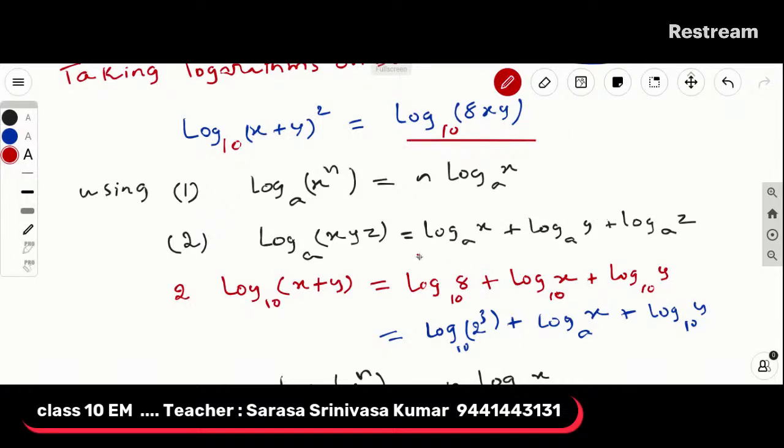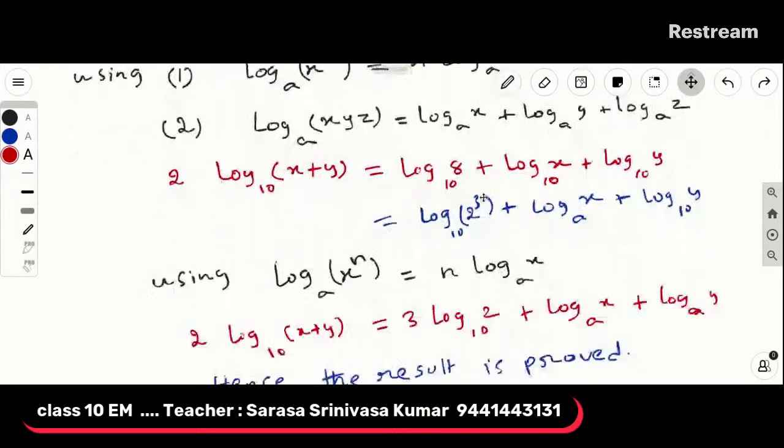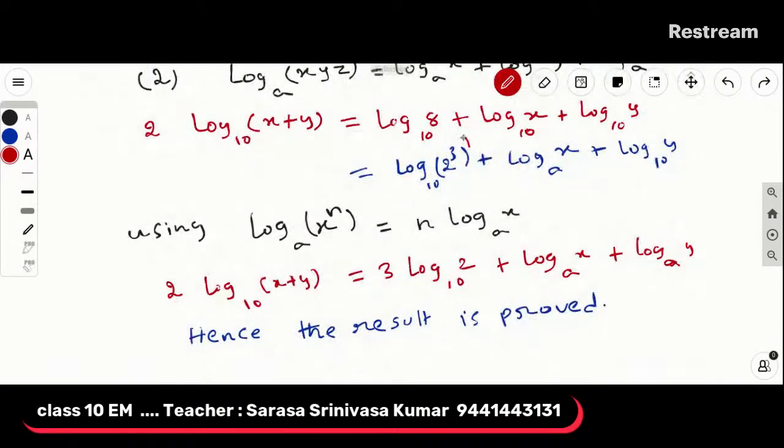We use the second formula, log xyz to the base a equal to log x base a plus log y base a plus log z base a. Using this formula, we can write this step. Now, after writing this step, in place of 8, we can write 2 cube.